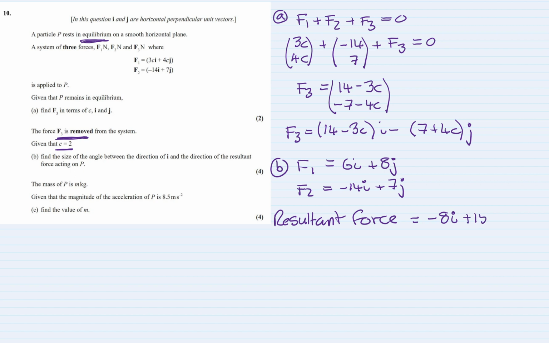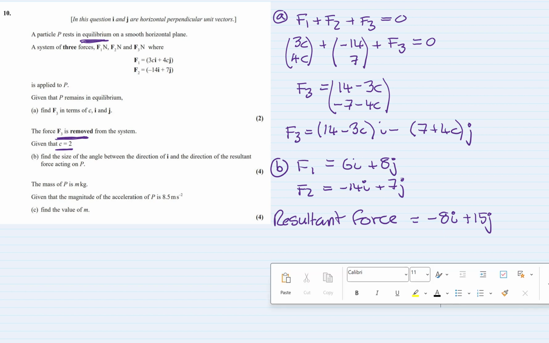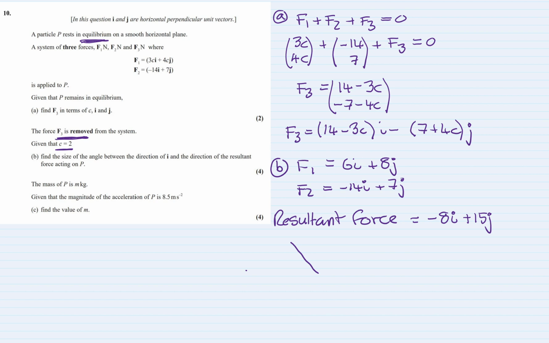So to think about the angle, we want to find the size of the angle between the i and the direction of the resultant force. So let's just think, my resultant force is going to be going in this direction, something like that. This is my direction of i. So that's the direction that i is going in. So this is the angle here that I want between my vectors.